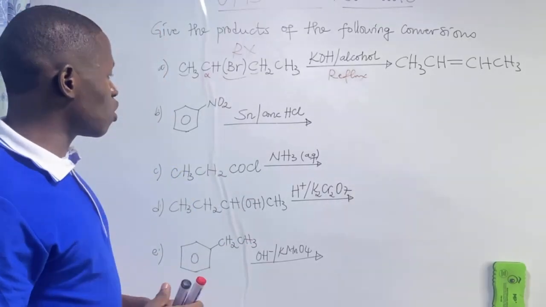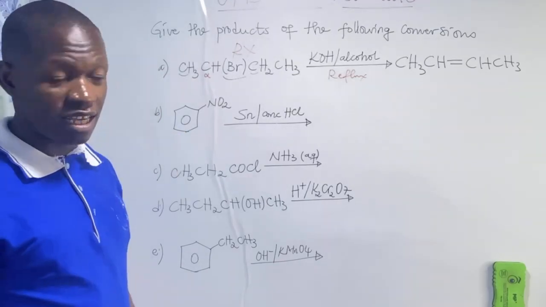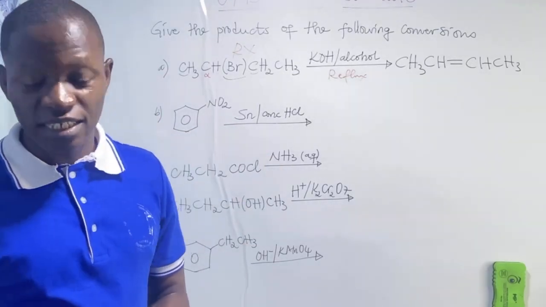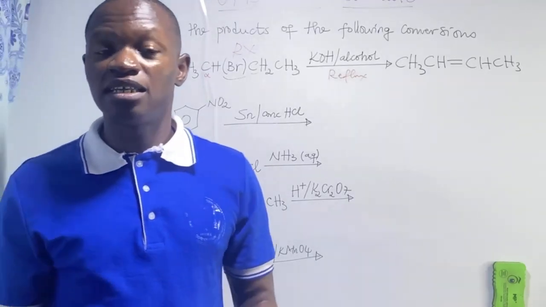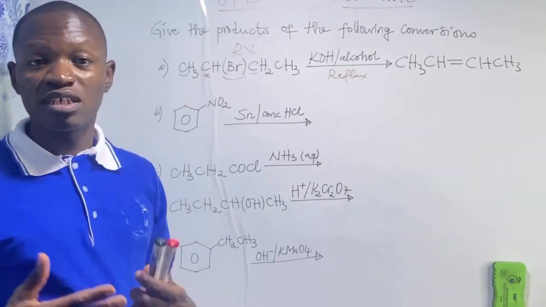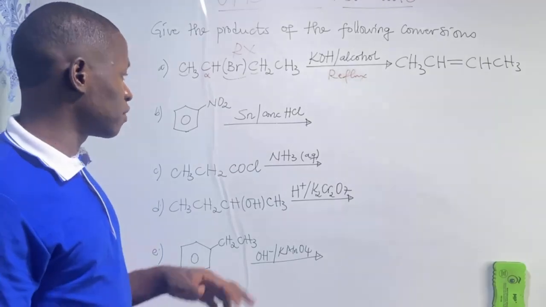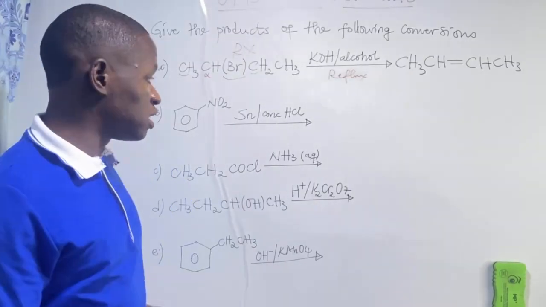Okay, the next compound is nitrobenzene, right? Nitrobenzene reacts with tin in concentrated HCl. This reaction is a special reaction, and the mechanism takes place by reduction. The reaction is called reduction. So here we are going to reduce nitrobenzene. In place of tin, we can also use iron as our reducing agent.